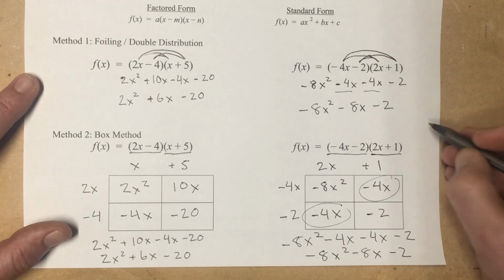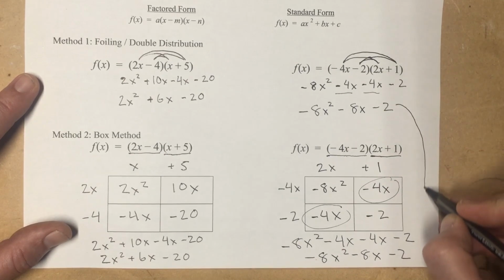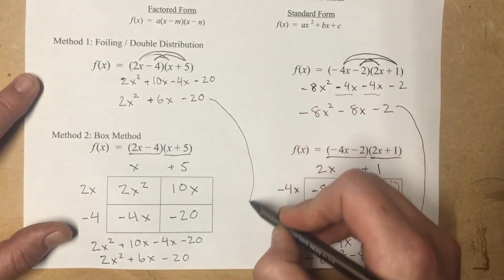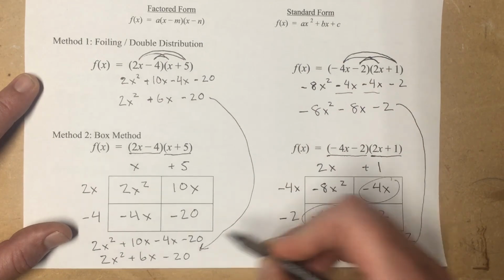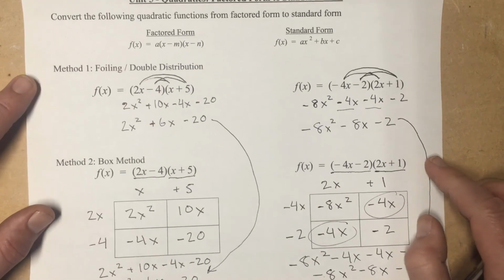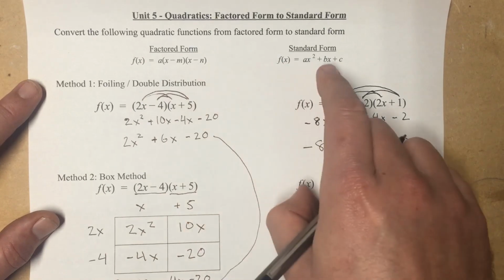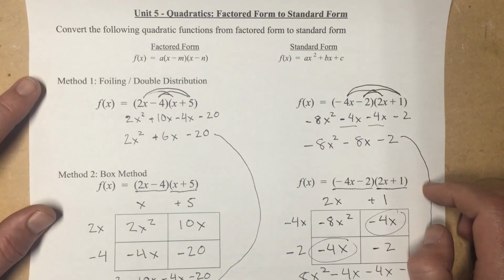And notice we got the same result here as we did here. And we also get the same result from here as we did here. So two different methods to go from factored form of a quadratic function to standard form of a quadratic function.